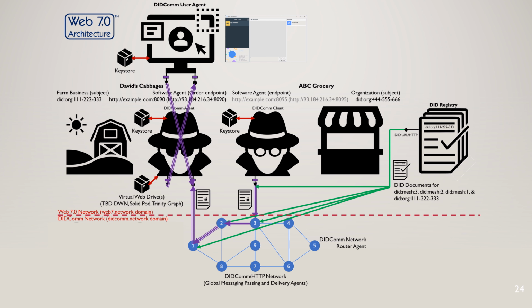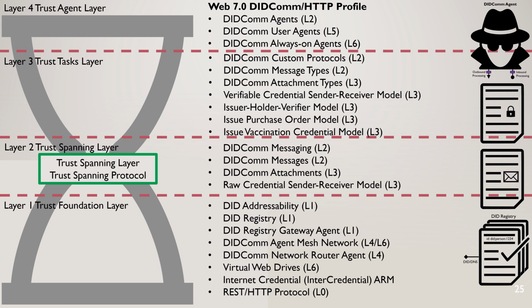Anybody will be able to participate in this decentralized ecosystem. We briefly saw the Web 7.0 trust spanning layer framework, and we can see the skinny part of the hourglass labeled the trust spanning layer in green. That's where the lowest level foundational elements in layer 1 are funneled through the DIDComm messaging protocol, to be made use of by higher level concepts such as verifiable credentials and the DIDComm agents and DIDComm user agents.